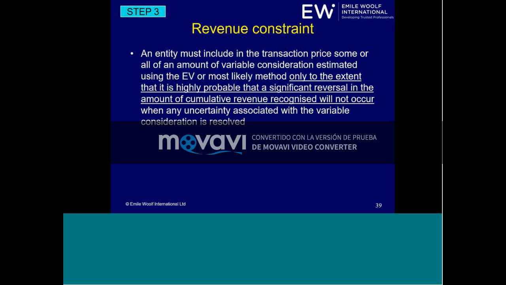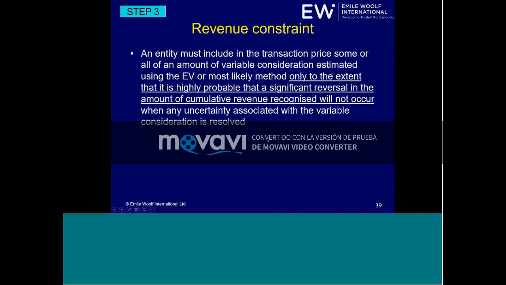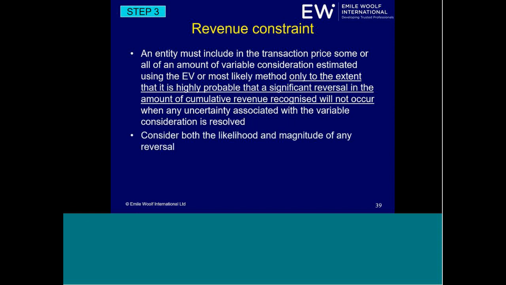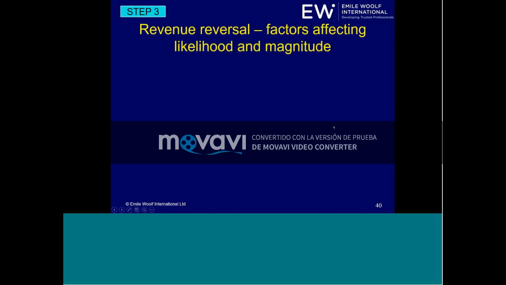So, variable consideration that you want to bear in mind, you don't want to run a great risk of thereafter having to reverse it. Reversal in terms of probability, the likelihood of, and reversal in terms of magnitude. Both elements of reversal need to be weighed up. There's not much I can add to it. A little list of some of the factors that would affect likelihood and or magnitude.